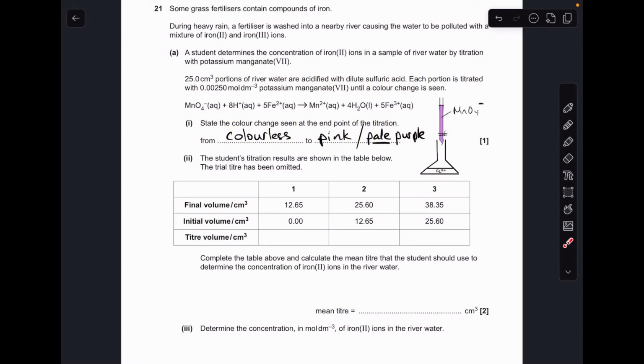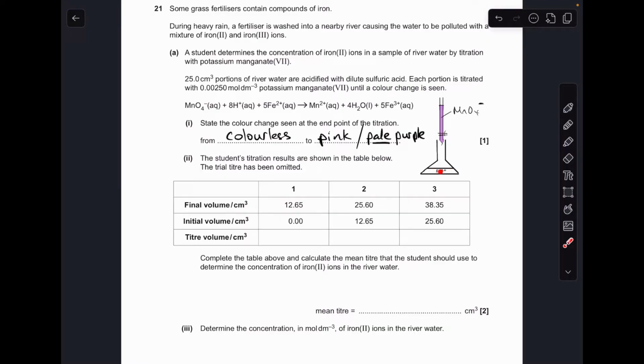Okay, so make a start. So for the first part, we've got to state the colour change seen at the end point of the titration. So I'll just quickly explain this. We've got potassium manganate(VII) in the burette, that's purple in colour, and we've got the aqueous Fe2+ ions in the river water. So obviously, as this reacts with this, the purple colour will be decolorised.